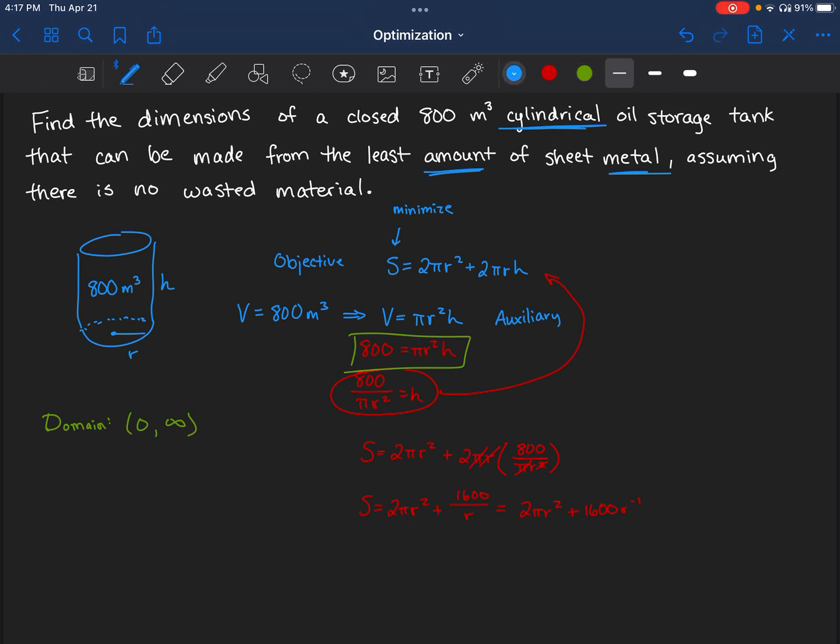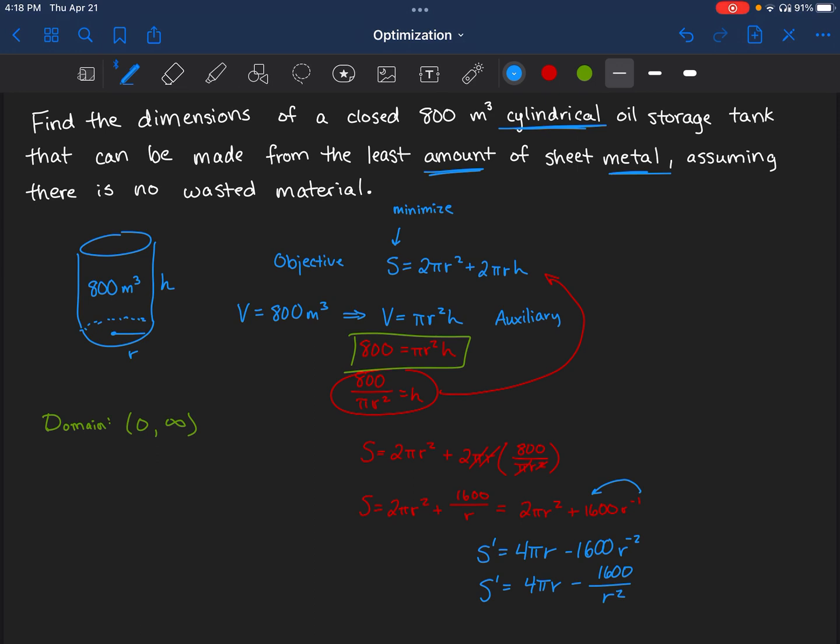But in this situation, I do want to think about taking the derivative of my objective function with that one variable in it. So I'm going to go back to taking this derivative. And so r squared is going to become 2r when I take its derivative. When I multiply that by 2 pi, it'll be 4 pi r. And that is going to use the power rule, so the negative 1 is going to come out front, so it's going to be minus 1600 r to the negative second, which you could also consider as 4 pi r minus 1600 over r squared.